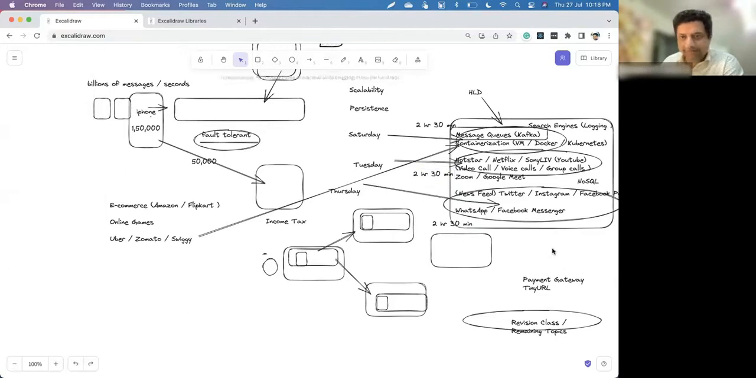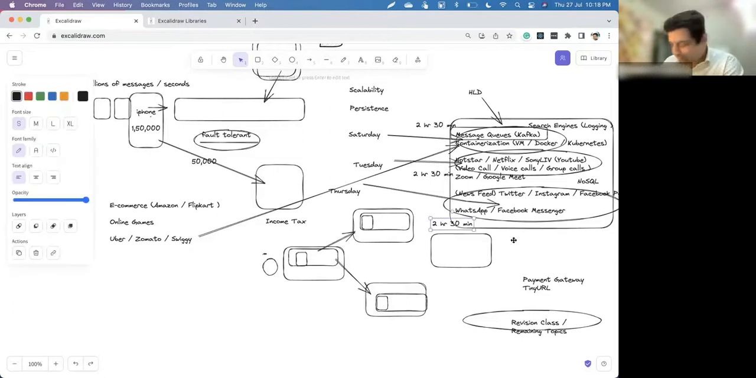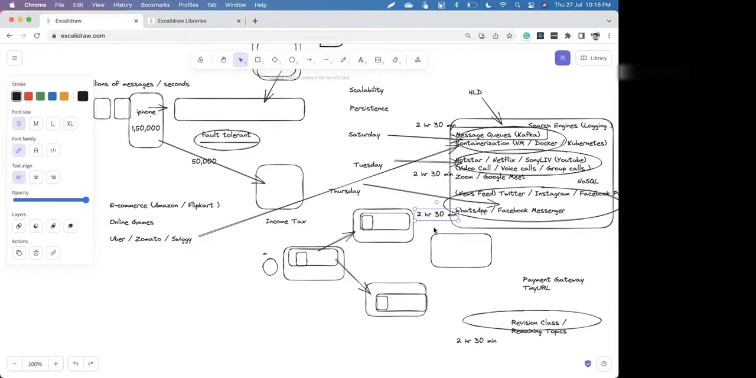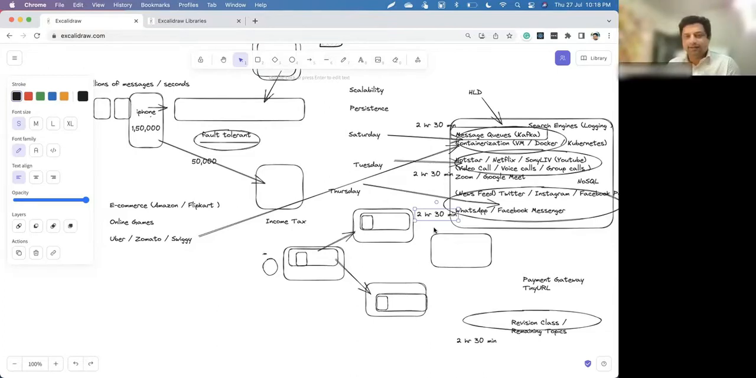And if possible, we may also add another revision class or topic. We'll check if possible. We'll make it possible, no problem. Okay, Tarun. But yes, we will ensure that each and every topic is covered, and you have a good understanding of all the areas so that you can crack the interview.